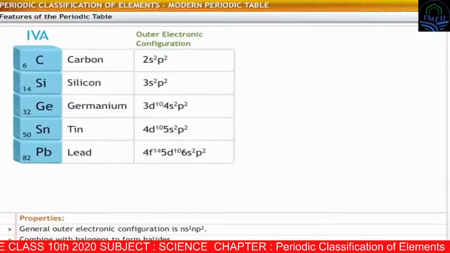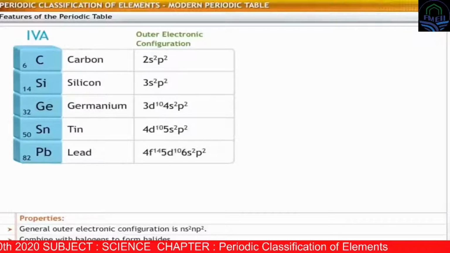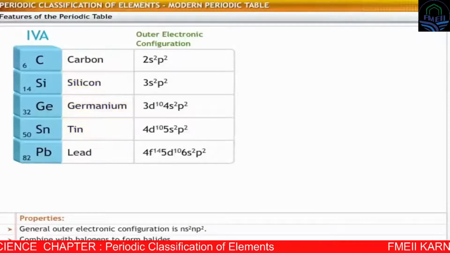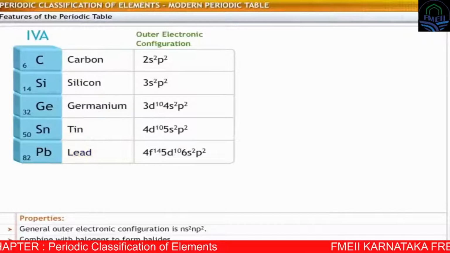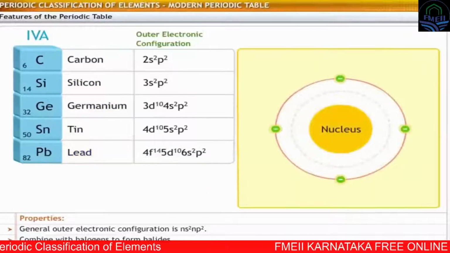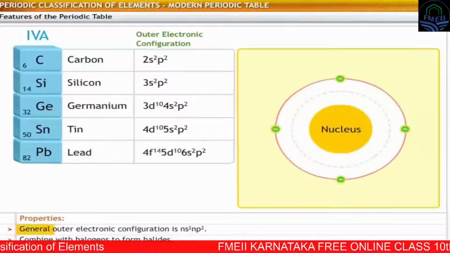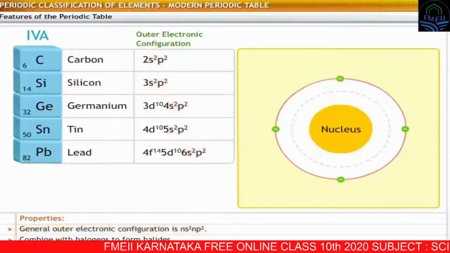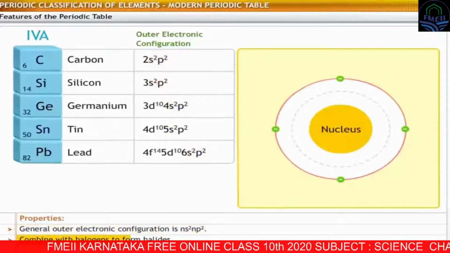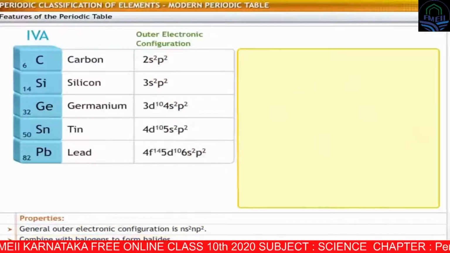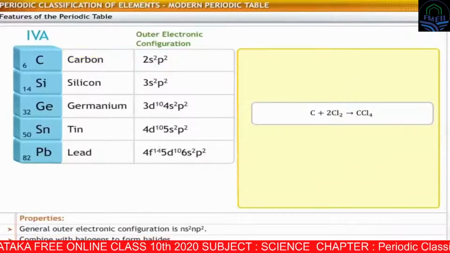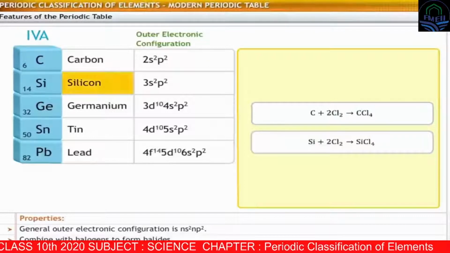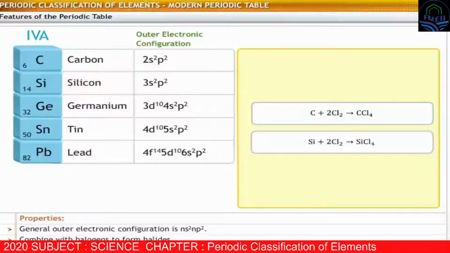Let's move to group 4. The elements in this group are carbon, silicon, germanium, tin, and lead. These elements contain 4 valence electrons, and their general outer electronic configuration is ns2np2. The elements in this group combine with halogens to form the respective halides. For example, carbon combines with chlorine to form carbon tetrachloride. In the same way, silicon combines with chlorine to form silicon tetrachloride.